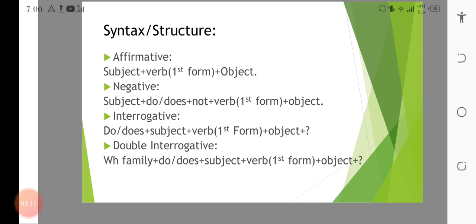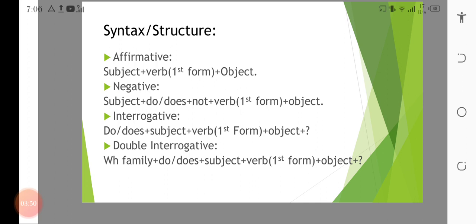Okay, now let's talk about the difference between interrogative and double interrogative. Remember the difference. That is the big difference. When I use the interrogative sentence, I will answer in either yes or no. But when I use the sentence of double interrogative, I have to give the answer in detail. For example, I ask you, do you drink milk daily? So what will be your answer? Your answer will be either yes or no.